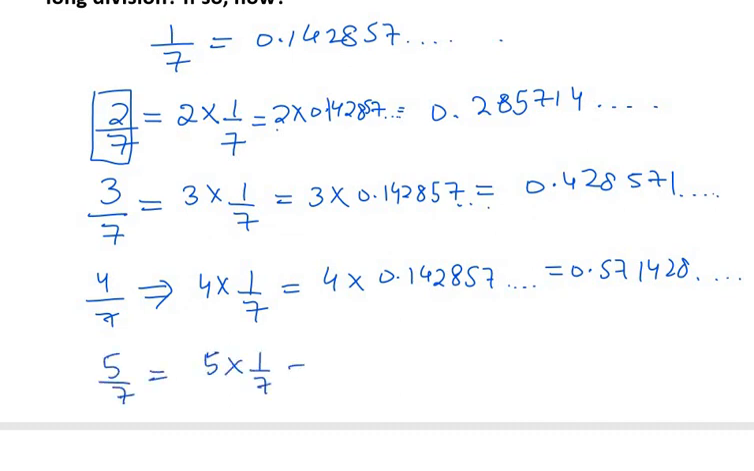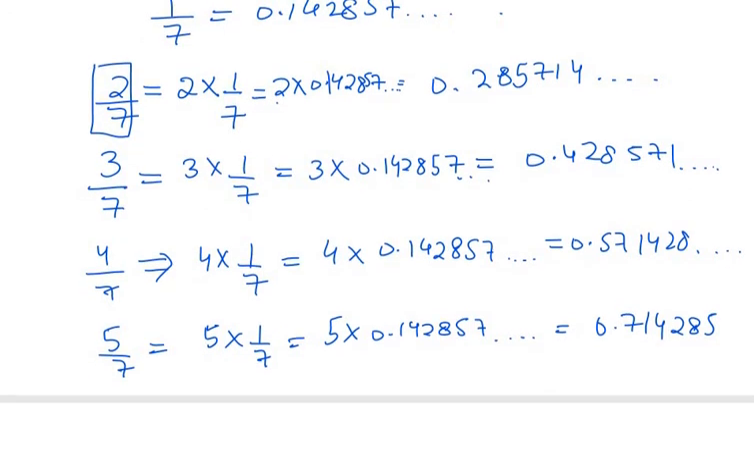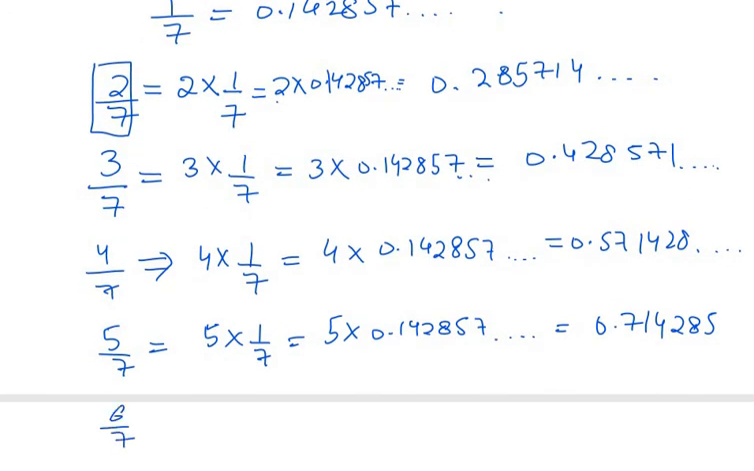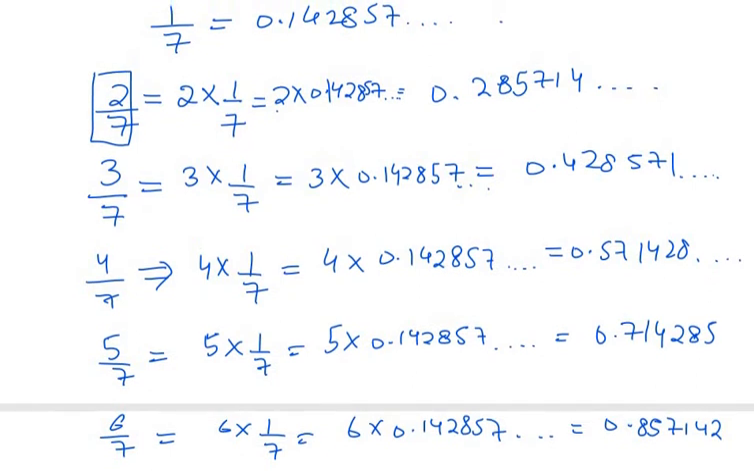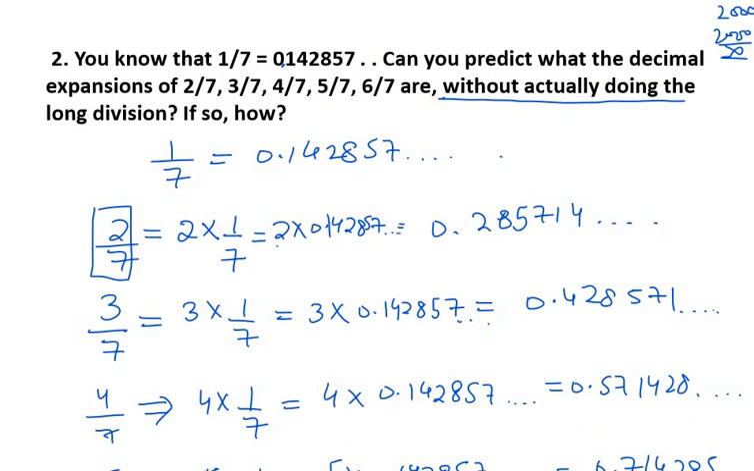The next one, 5 over 7. 5 into 1 over 7. Again the same method, 5 into 0.142857 and so on. You just need to again multiply the number. So it will be 0.714285. Now the next is 6 over 7, the last one. 6 into 1 over 7 equals 6 into 0.142857 and so on. When you multiply these two numbers, you get 0.857142. So this is how you get the answer without performing any long division method in this case.